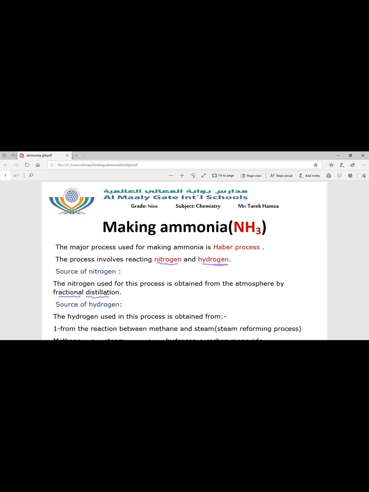Again, how to make ammonia? By using the process called the Haber process. This process uses two elements, nitrogen and hydrogen. So the main components of ammonia are hydrogen and nitrogen. How can we obtain nitrogen for this process? By fractional distillation of atmospheric air.